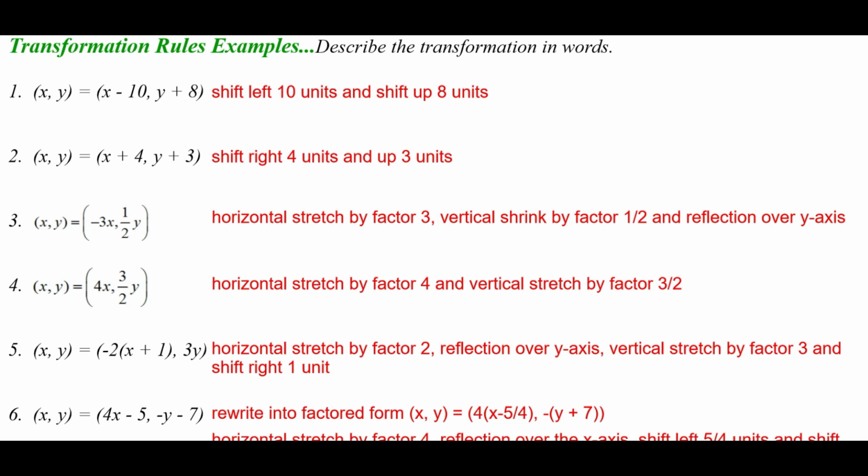In 3, we have negative 3x and then 1/2 y. So this is a horizontal stretch by a factor of 3. Horizontal because it's on the x. The absolute value is greater than 1, so that's a stretch. And my scale change factor is always the positive value. We have a vertical shrink by a factor of 1/2. Again, vertical because it's on the y, and shrink because it's less than 1. And the negative on the negative 3x is going to be a horizontal flip, or a reflection over the y-axis.